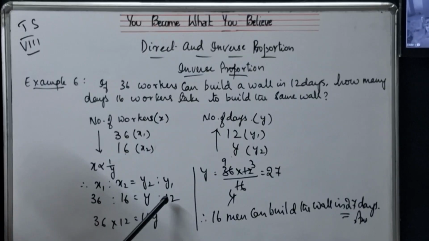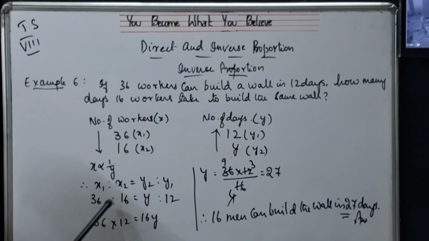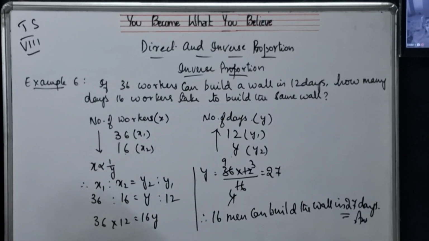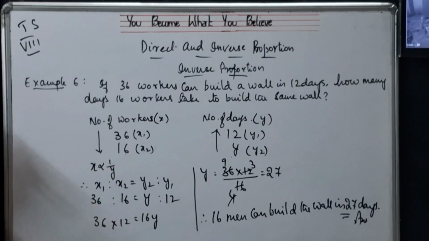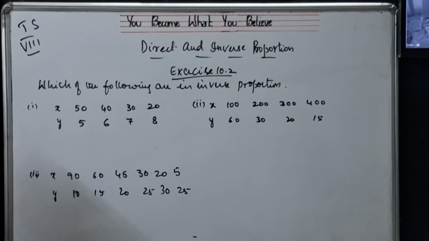So product of means is equal to product of extremes. 36 into 12 is equal to 16y. So y is equal to 36 into 12 by 16. We have got 27. So 16 men take 27 days to complete the job, children. Please note it down. Now 10.2 exercise, children.